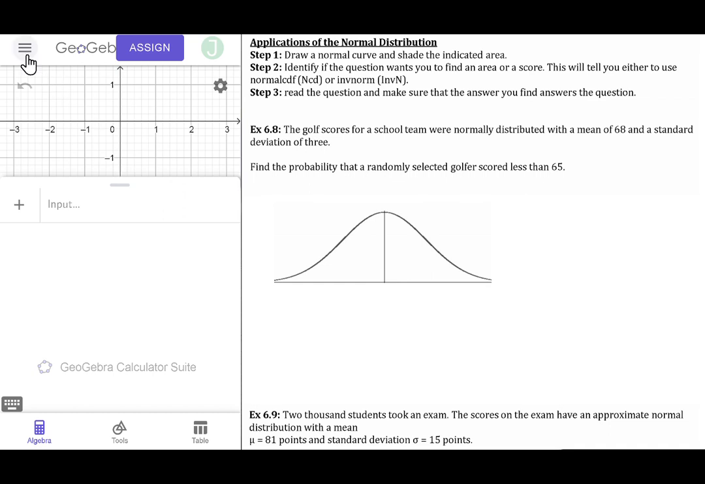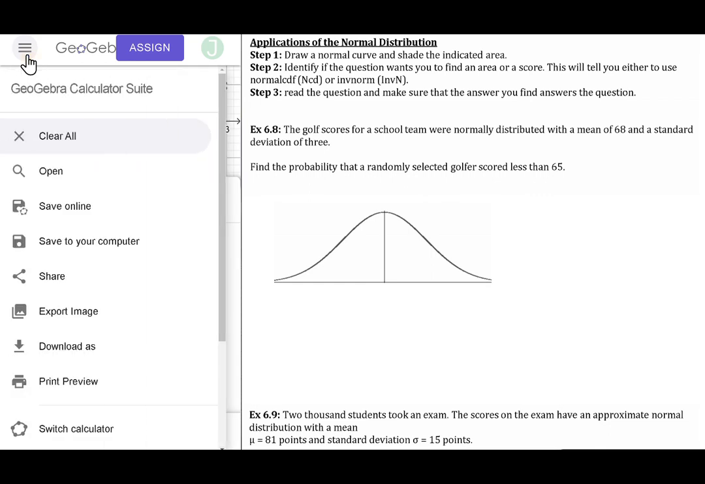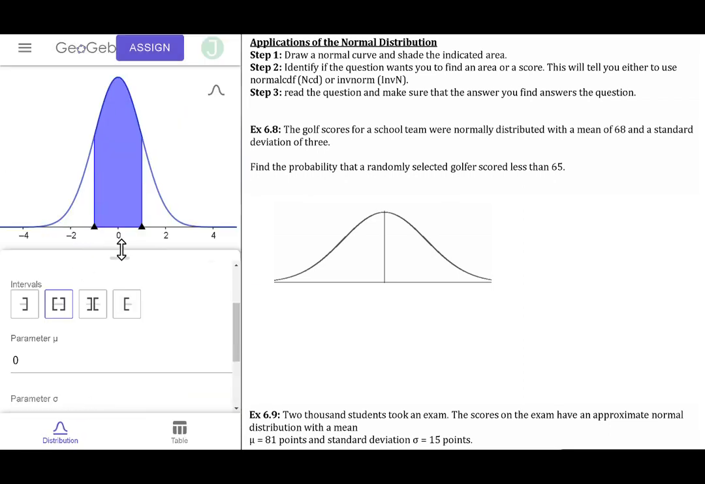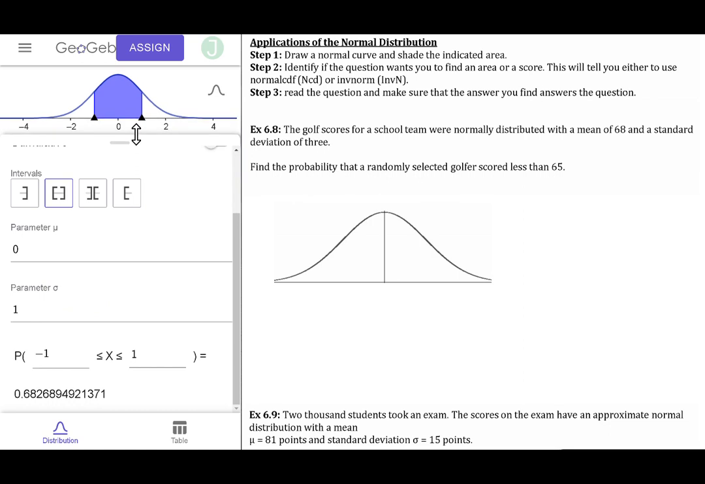From here, we can change it to the probability calculator by pressing on what is known as the hamburger, or the three lines in the top left of the picture, and click Switch Calculator, and then click on the probability calculator. We're going to use the probability calculator for all of these examples for today. There are ways of using the graphing calculator to answer them, but it's just easier to use the probability calculator.